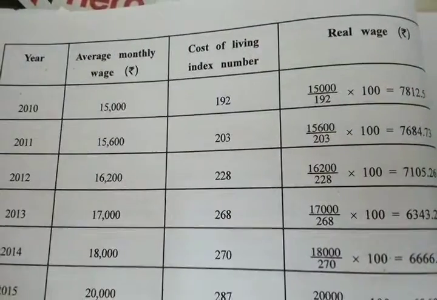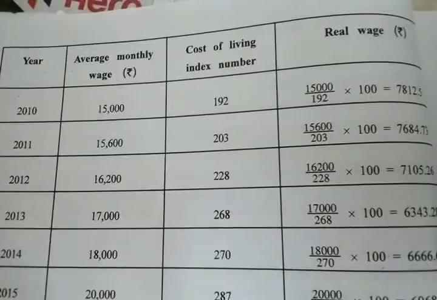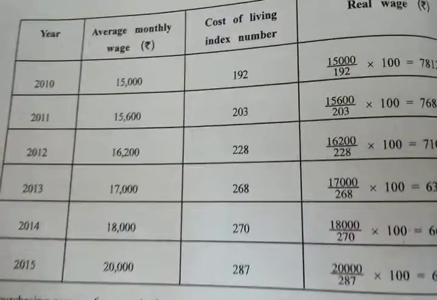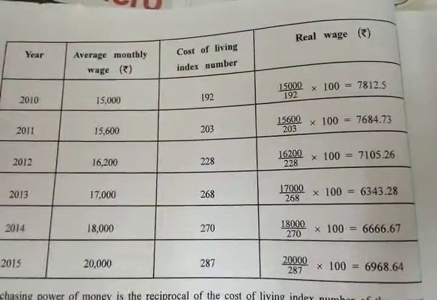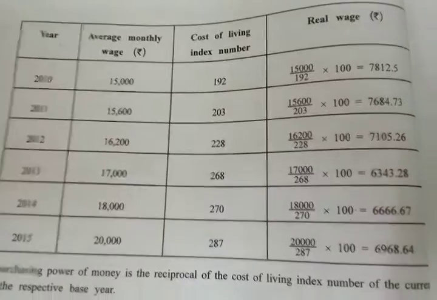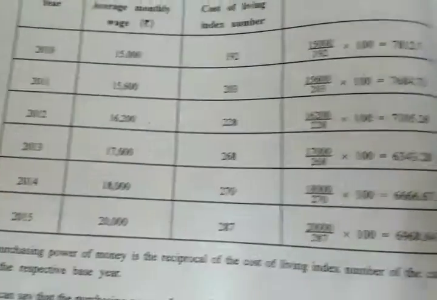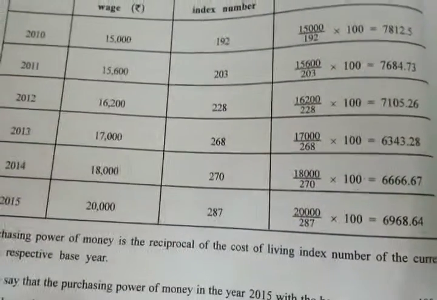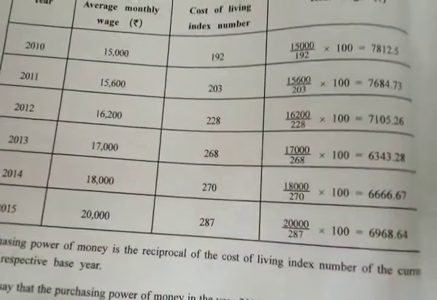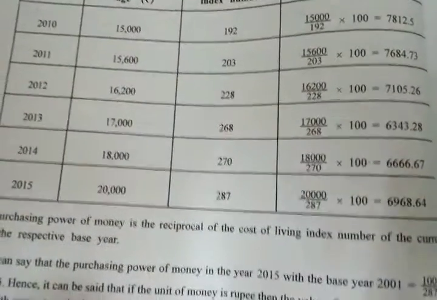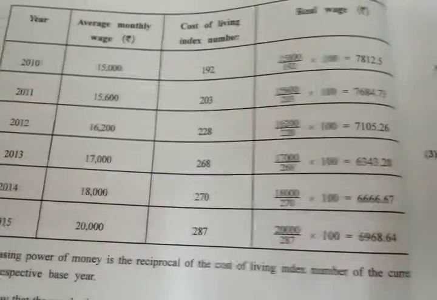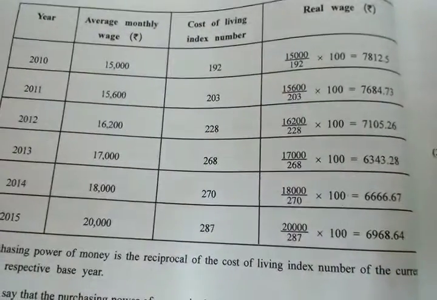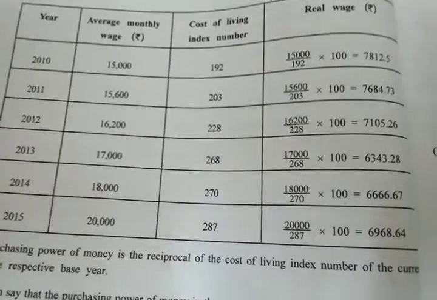We are given average monthly wage for the year 2010 up to 2015. Then cost of living index number is also available. So we have to just apply the formula, which is real wage is equal to average monthly wage divided by cost of living index number into 100. So when you work out, you will get the real wage for all the different years. Okay, so see the relation. Wage is 15,000 in the first year, but the real wage is 7,812. That is in connection with the cost of living index number.